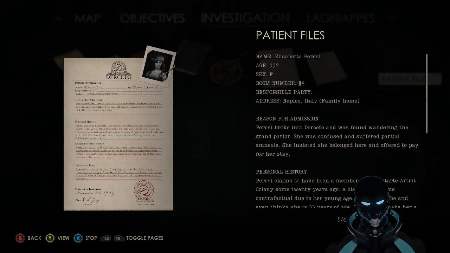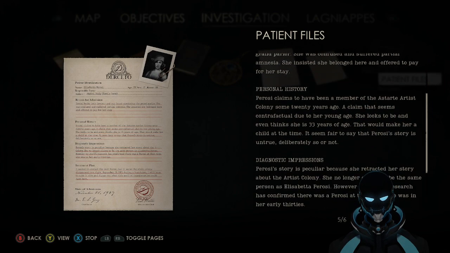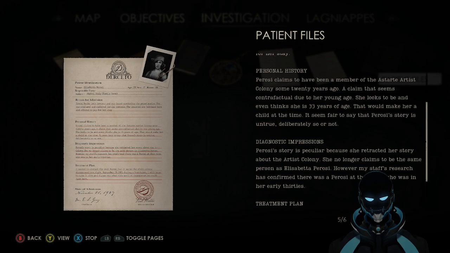Elisabetta Perosi, 33 years old? What should I put down as reason for admission? Well, Perosi broke into Dorsetto and was found wandering the grand parlor. She was confused and suffered partial amnesia. She insisted she belonged here and offered to pay for her stay. Right. What do you make of her story?